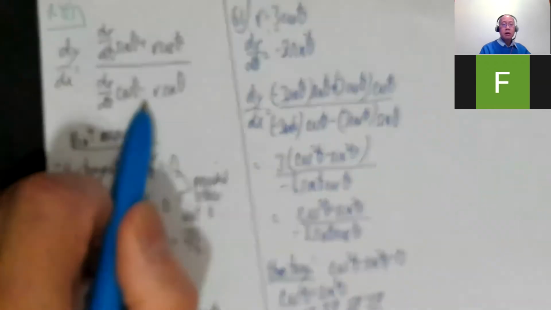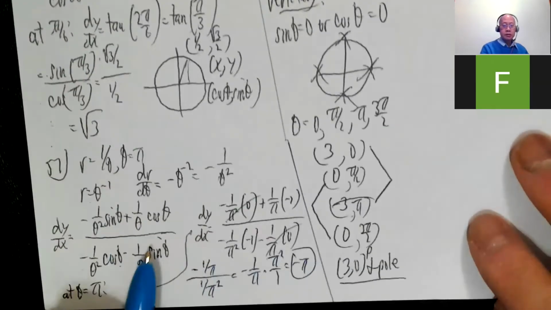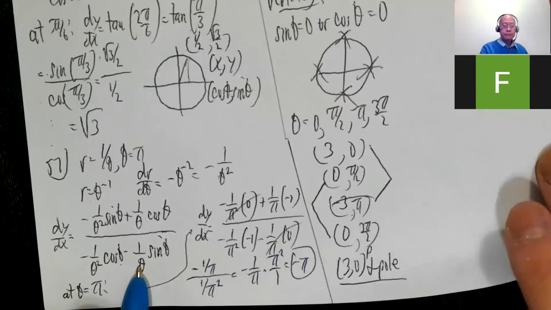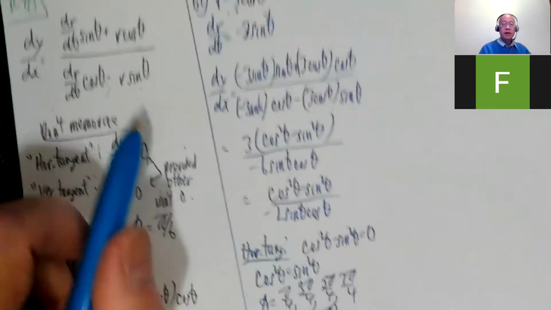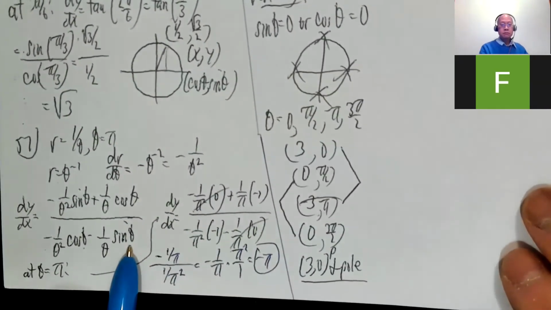Then r. Just copy the original. 1 over theta, 1 over theta, 1 over theta. And then it always goes cosine theta, sine theta. So there we go.